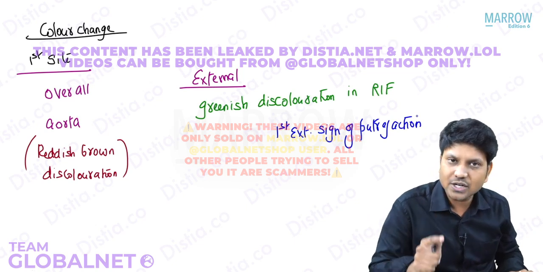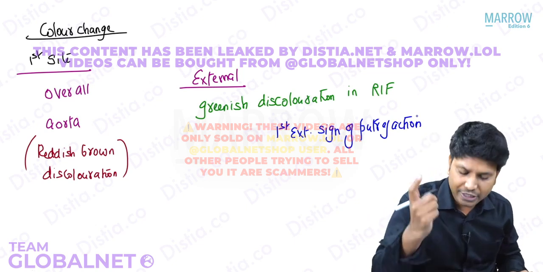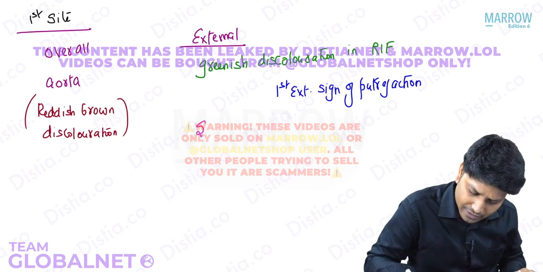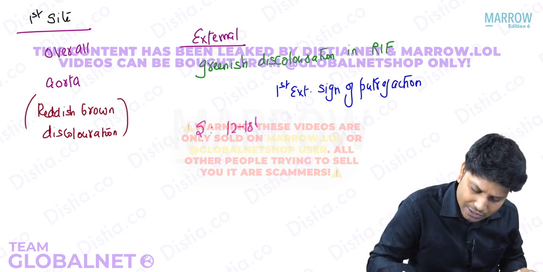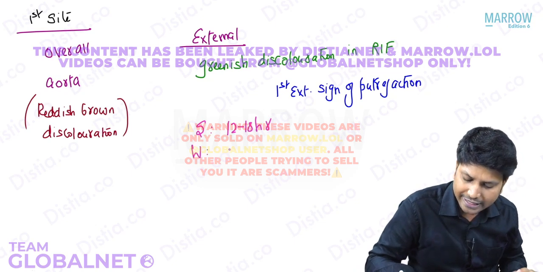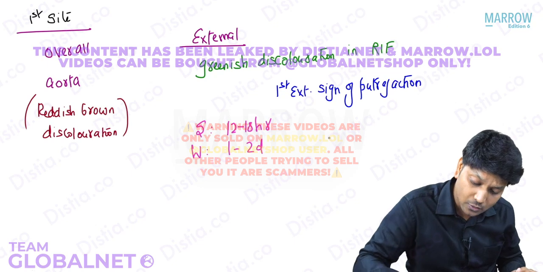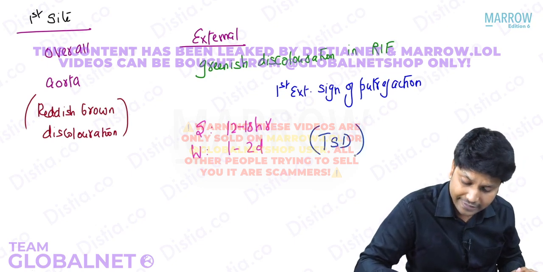So if they ask you what is the first external sign of putrefaction, it has to be greenish discoloration in the right iliac fossa. There is a specific time for that. In summer, it takes 12 to 18 hours, whereas in winter, it takes 1 to 2 days, which will help us to find out TSD, time since death.